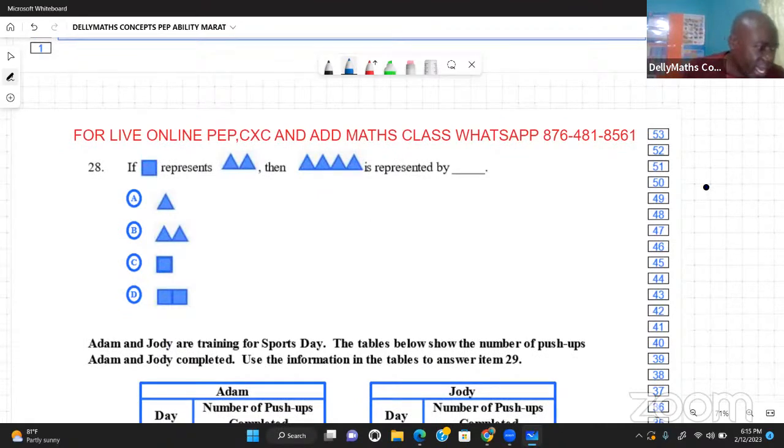Drop your answer at number 28 right now, right? If you're seeing what's going on, drop your answer at number 28. So this says if the square represents 2 triangles, then 4 triangles is represented by what? Well, we could easily just draw the squares here because we're told that 1 square represents 2 triangles. So if I split this in the middle right now, I'm seeing 1 square here and another square over there. So basically at this moment, my answer has to be D. I'm picking up 2 squares from that.